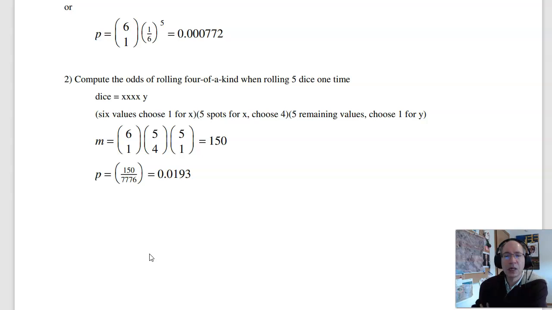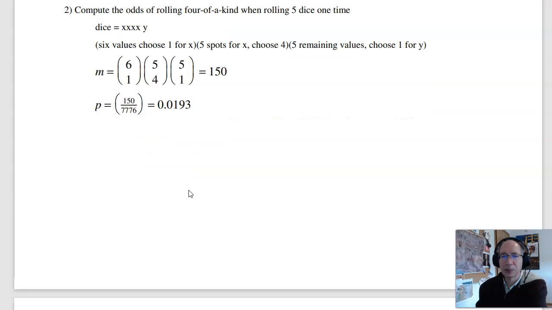Problem 2. What's the probability of rolling 4 of a kind? Well, to do that, what I can do is say I've got x, x, x, x, y. There are 6 numbers for x, choose 1. There are 5 spots to place x, choose 4 of those spaces. And then there are 5 remaining numbers for y, pick 1. Gives you 150 different ways of rolling 4 of a kind, or the probability is 0.0193. And we're going to use that in problem number 3.